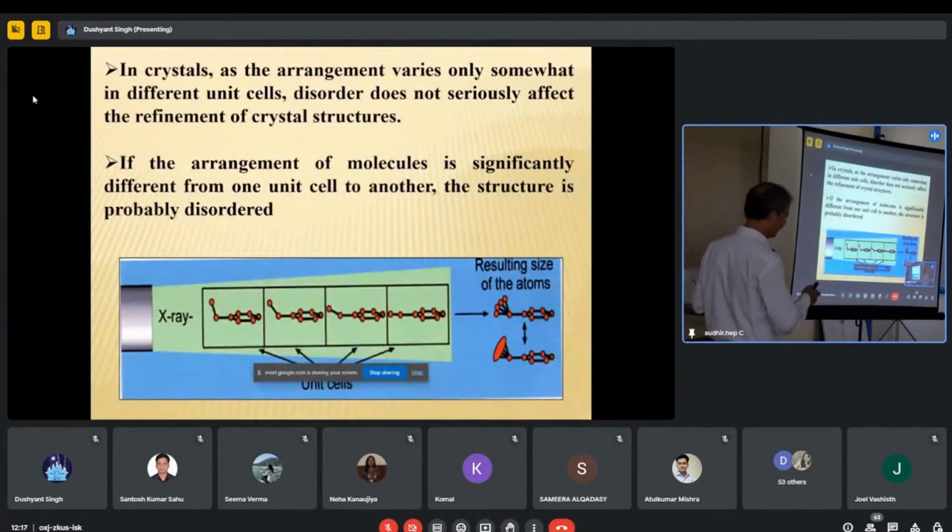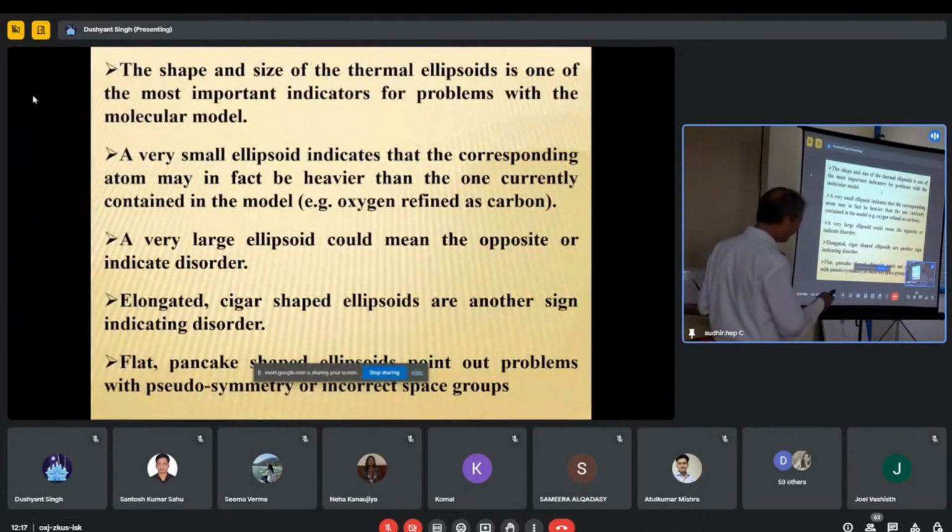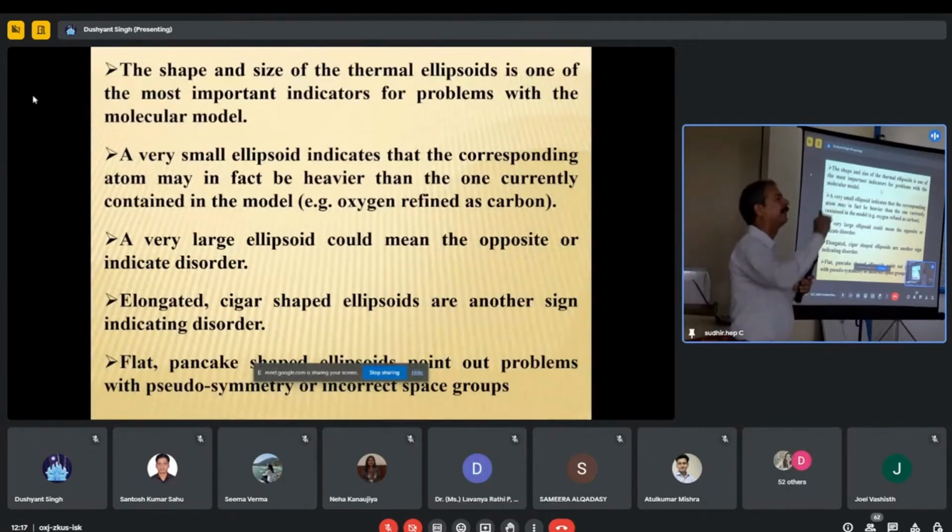In a crystal, the shape and size of thermal ellipsoids is one of the most important indicators of problems with the molecular model. So what kind of disorder is present? A very small ellipsoid indicates that the corresponding atom may in fact be heavier than the one currently contained in the model. Suppose we have refined oxygen as carbon, your ellipsoid will become very, very small.